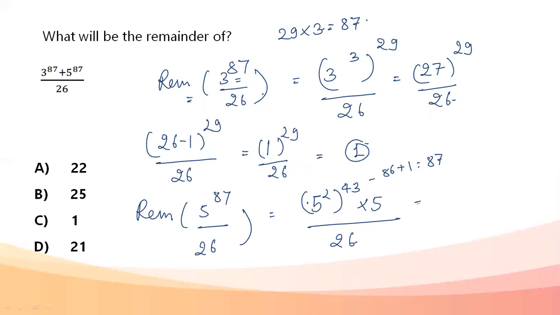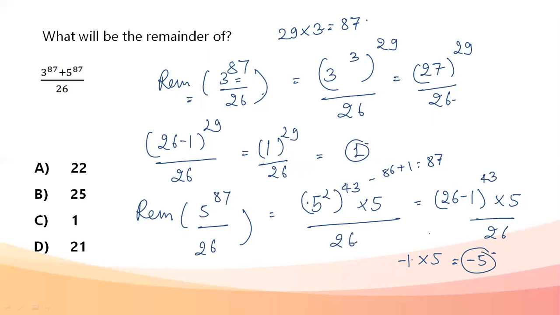So here, when we do it this way, 25 I can write as 26 minus 1, raised to power 43, into 5, divided by 26. Again, it will be minus 1. From here, the remainder obtained is minus 1, and minus 1 into 5, my remainder becomes minus 5. So the remainder for the second case is minus 5.